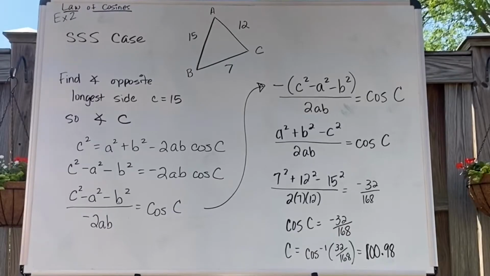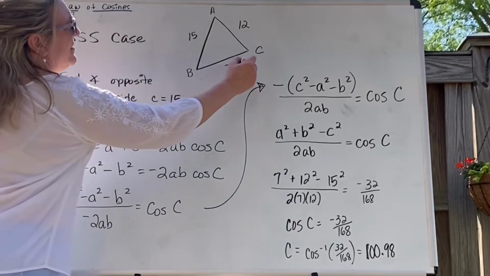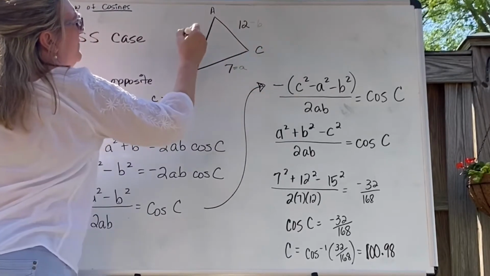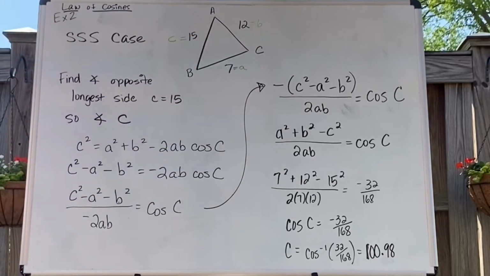Okay, we're going to do the law of sines. This is example 2 in your note packet. It's the side, side, side case. This is what's going to happen. We have a triangle and we have little a as 7, little b as 12, and little c as 15. So we have 3 sides, but we don't know any of the angles.